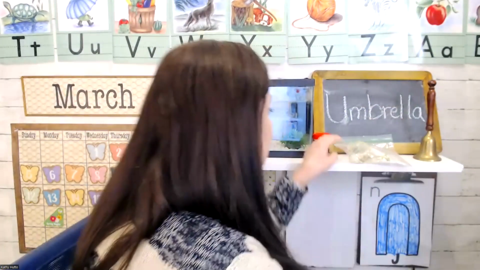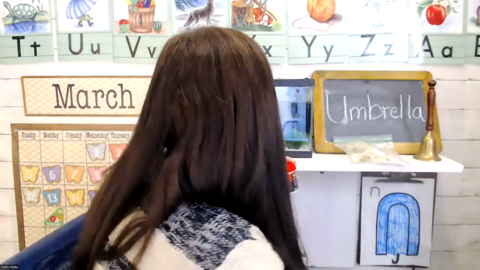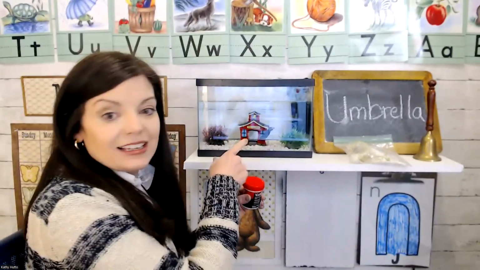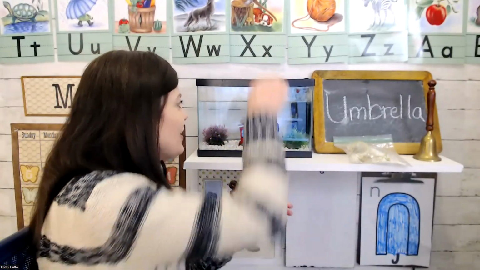Before we get started talking about umbrellas, though, we've got to do our job. What is our class job? We've got to feed Fred. So let's feed Fred right now. Sue, you can sit down. Fred doesn't need an umbrella. Fred lives in the water. Fred looks so excited to see us, doesn't he?